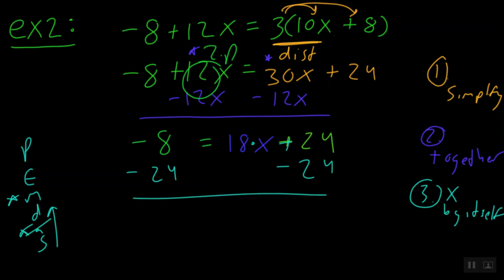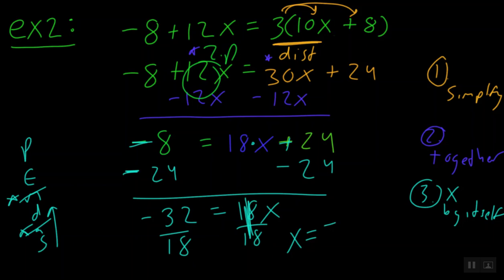Now ask yourself, what is negative 8 minus 24? Well, it's like you owe me $8 and you owe your other friend $24, and altogether you would add them, you would owe $32 is equal to 18x. And now we're down to our second to last step. We want to get rid of our multiplication by using division. Using division, we'll divide both sides by 18. And once we do this, x is equal to negative 32 over 18.